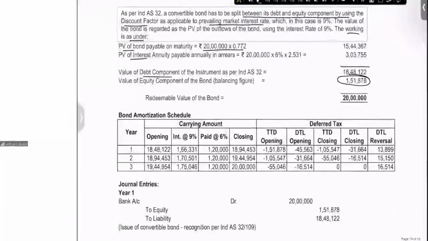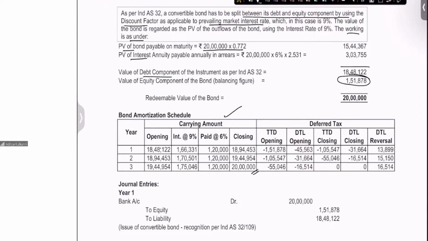Okay. So now let us look at the bond amortization schedule. This is what you have done always. Just look at the carrying amount part first. Opening 18,48,000 plus interest at 9%, paid at 6%, gives you the closing 18,94,453. That is the opening for the second year, and at the end of the third year, the closing comes to 20 lakhs. So this is what we have done.